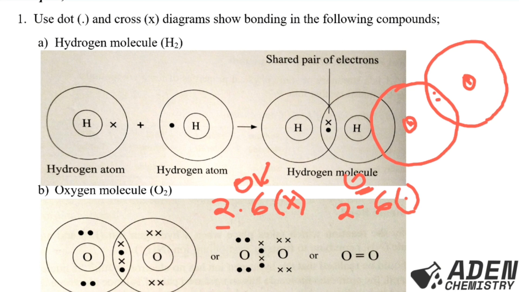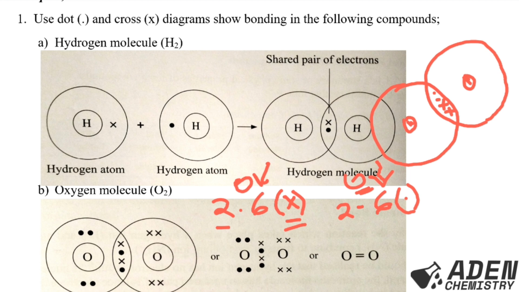So we go to the other oxygen again. This is the other oxygen. For this oxygen to become stable, it can gain 2 electrons. So these 2 electrons will be gained from this oxygen which was having crosses. So we will be seeing 2 crosses in the shared part.